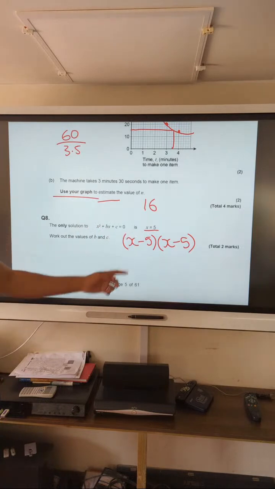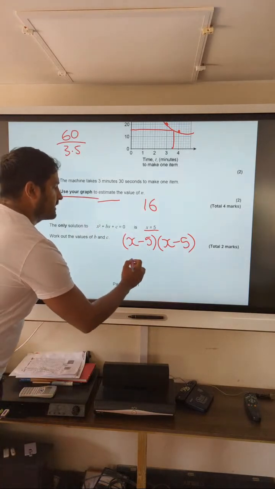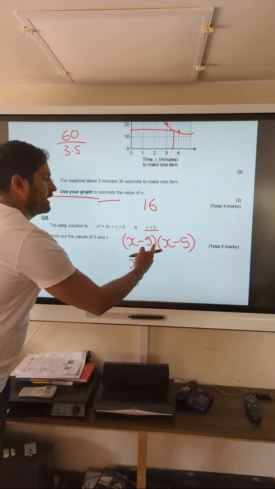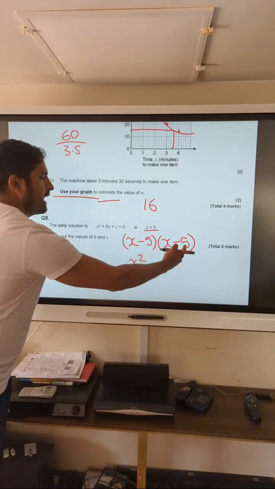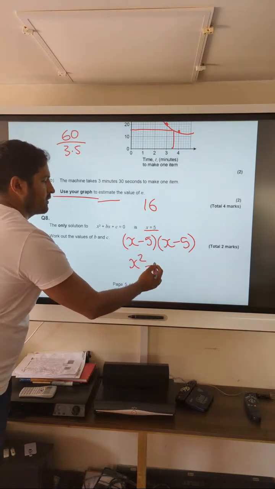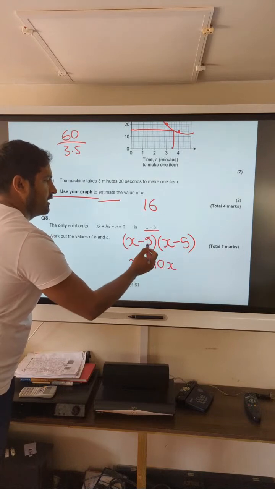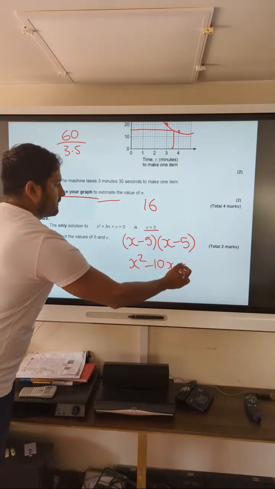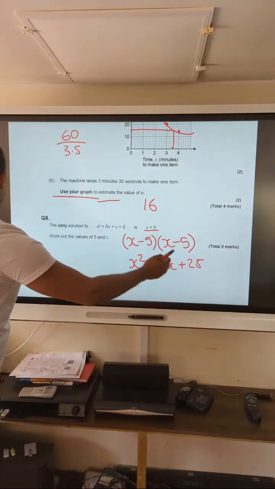So if I multiply those out, you get x squared, negative 5x, negative 5x, so that we get negative 10x, and negative 5 times negative 5 gives you positive 25. That's the equation we get.